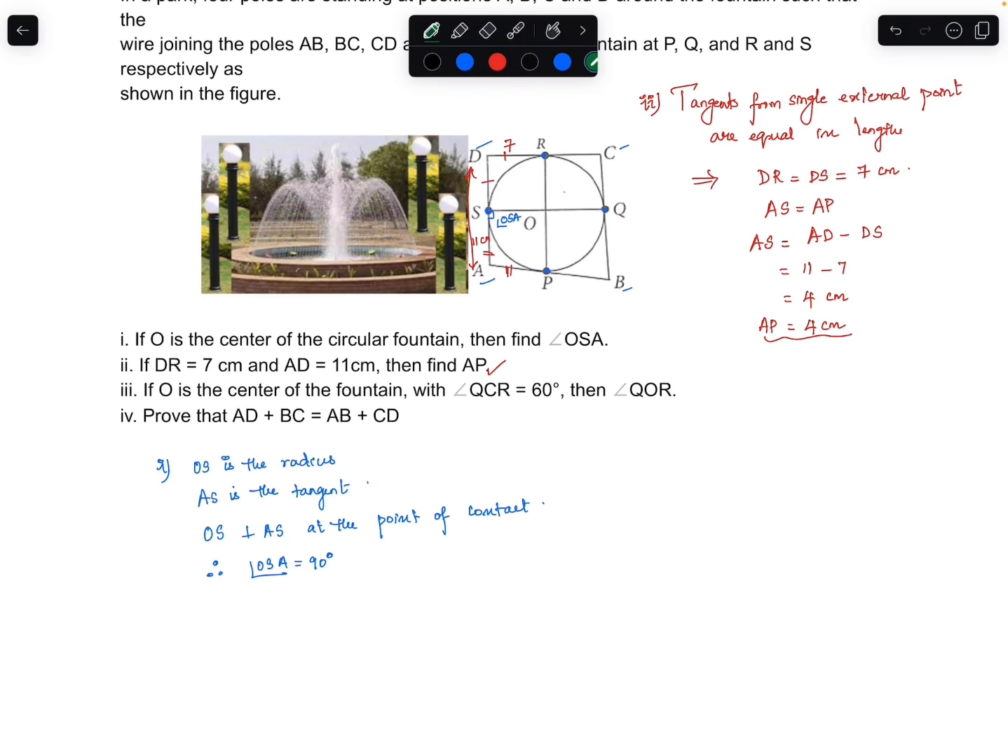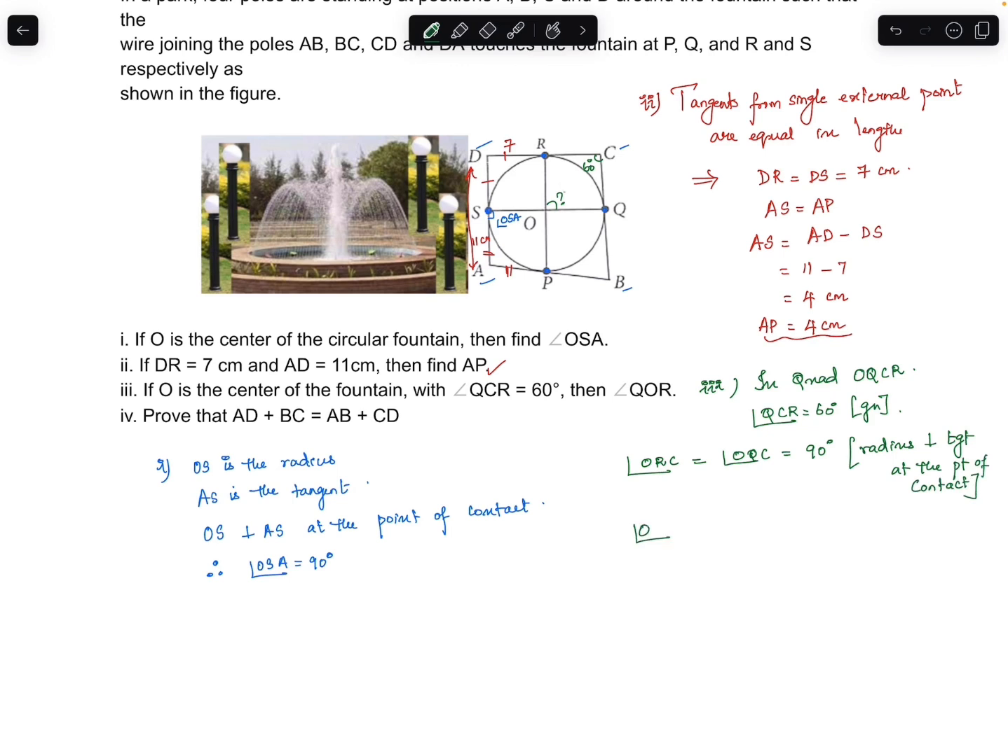Question number 3. If O is the center of the fountain with angle QCR equal to 60 degrees, then find angle QOR. Given QCR is 60 degrees, we have to figure out the angle QOR. Let's consider the quadrilateral OQCR. Angle QCR is 60. This is given in the question. Angle ORC is equal to angle OQC. These two are equal to 90 degrees. Reason being, radius is perpendicular to tangent at the point of contact.